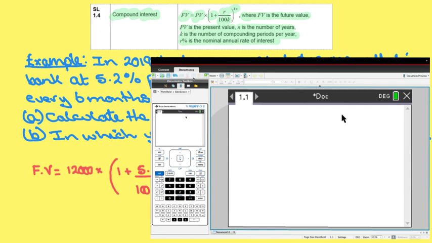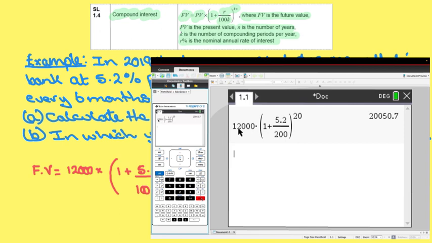So we've opened the GDC at a calculator page. So we want to type in 12,000 times, open brackets, 1 plus, we want a fraction, so control divide, 5.2 divided by 100 times 2, so I'll just type in 200, come out of the bracket, we want it raised to the power of 2 times 10, which is 20, press enter, so after 10 years we will have $20,050.70.